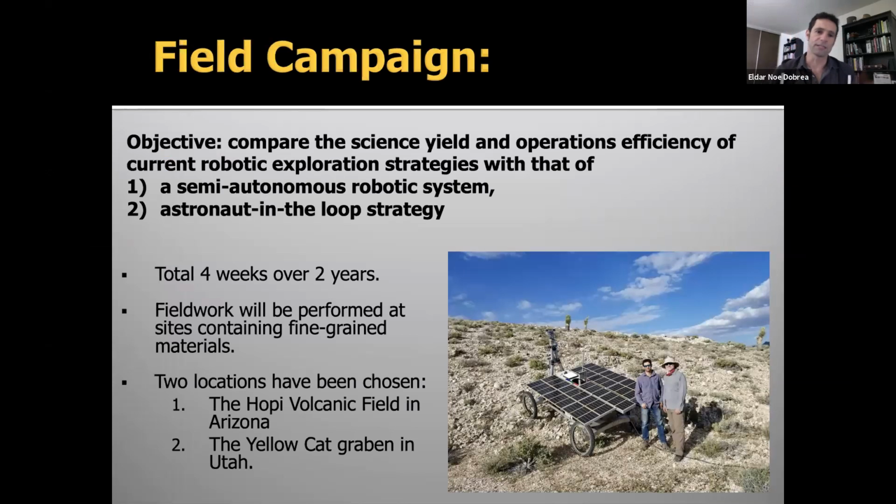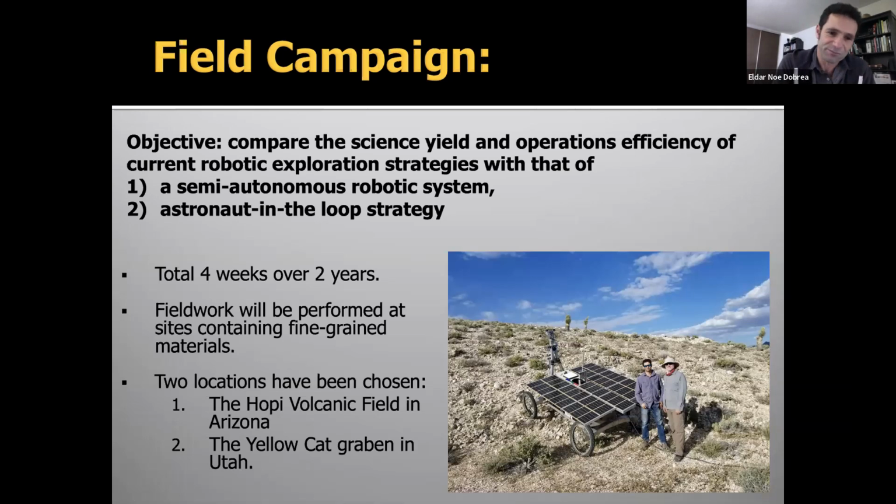So all of this comes together to go into a useful field campaign, right? The objective of the field campaign at the end of the day is to compare the science yield and operations efficiency of our current robotic exploration strategies, basically the modern paradigm, with that of the semi-autonomous robotic system that uses the hypothesis map, and also with a strategy that has an astronaut in the loop. And depending on who you ask, this could be astronaut-assisted rover exploration, which the astronaut office does not like, or it could be rover-assisted astronaut exploration, which is more like what we're trying to make happen here.